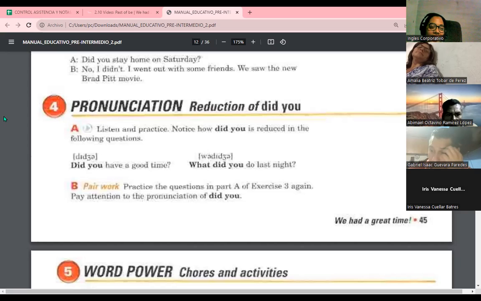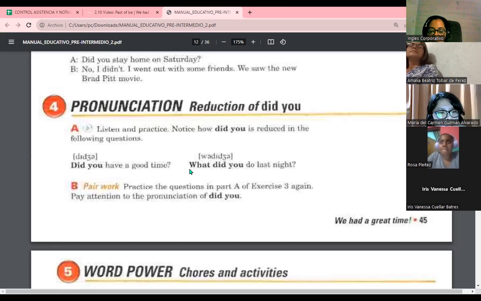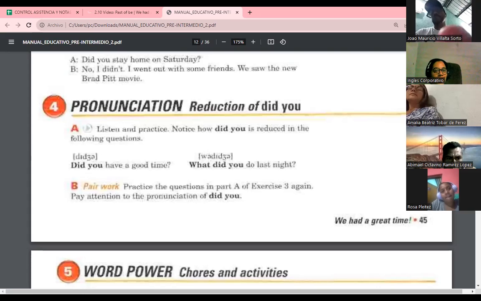Okay, excellent. In the pronunciation, as you know, there is a reduction. So listen: so did you have a good time? This one is more about intonation, and it is not important, because when you say it, for example, what did you do? It sounds like the same word, like a single word. I don't know how to explain it, but in English, for example, you say, what did you do? Did you? Did you? Most people, whether they come from the United States or another country, say, did you? Did you?